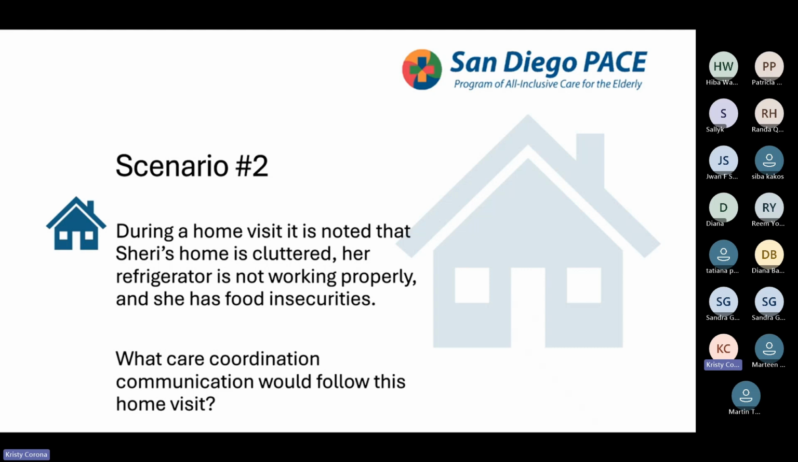There's two ways of answering this. This might be somebody that lives independently when it comes to the refrigerator, and this also might be someone who's living in a complex with a management team. So as caregivers, let's address the first thing, the home being cluttered. What are things that we can do to coordinate care for the home being cluttered?